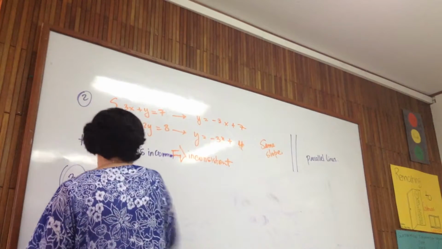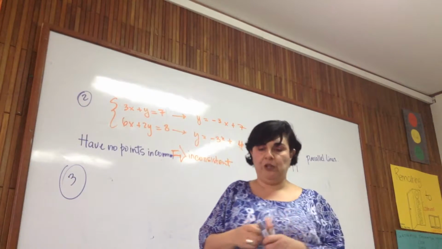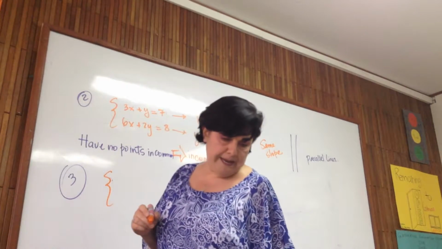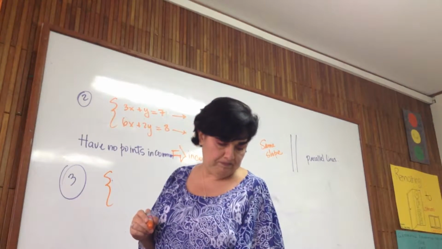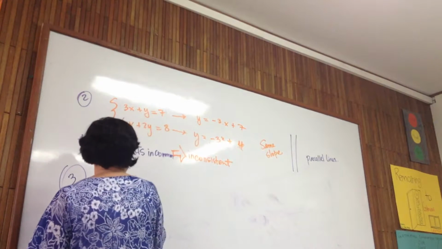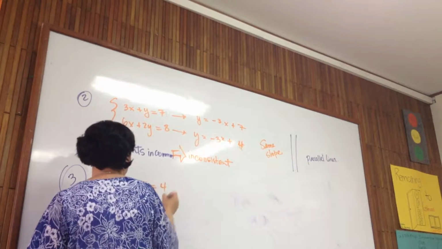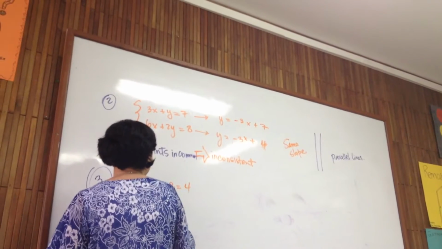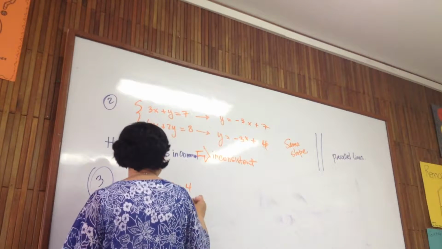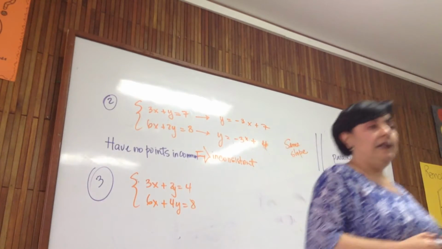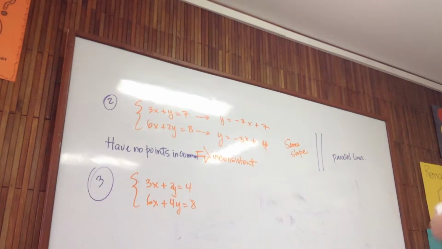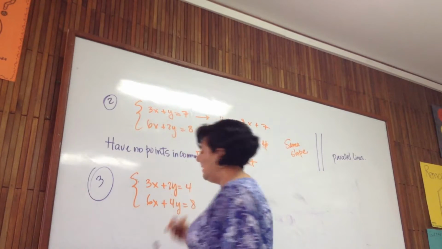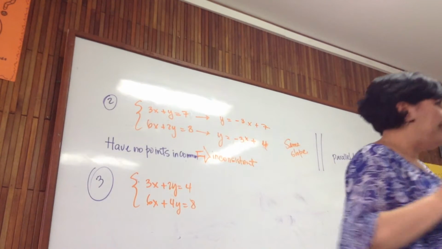And then we have the third possibility, which is, let's say, 3x plus 2y equals 4, and 6x plus 4y equals 8. We always leave y by itself. What do you notice when you look at these two lines? Is there any pattern, anything that grabs your eye?